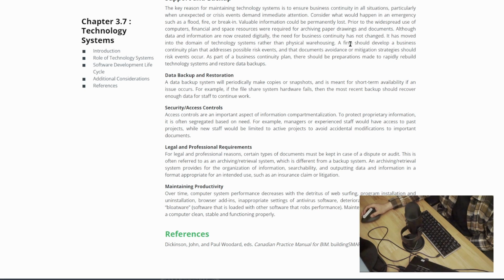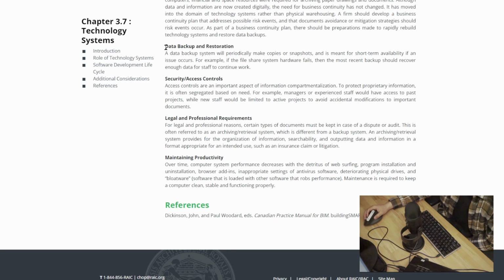A firm should develop a business continuity plan that addresses possible risk events, and that documents avoidance or mitigation strategies should risk events occur. As part of a business continuity plan, there should be preparations made to rapidly rebuild technology systems and restore data backups. Data backup and restoration. A data backup system will periodically make copies or snapshots and is meant for short-term availability if an issue occurs. For example, if the file share system hardware fails, then the most recent backup should recover enough data for staff to continue to work.